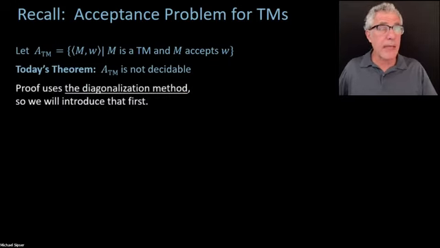All right, now the method that we're going to use, which is really the only method out there for proving a problem is undecidable, is called the diagonalization method. I mean, ultimately we're going to show the reducibility method as well, but it really depends on having already shown some other problem undecidable via the diagonalization method. So ultimately everything hinges on the diagonalization method, which is really all we have.